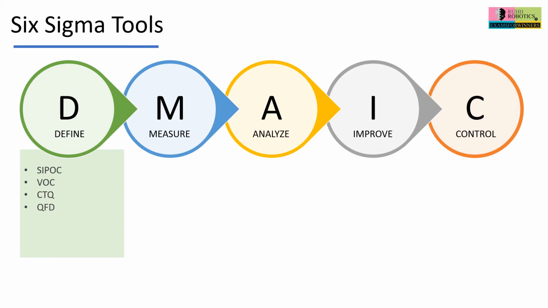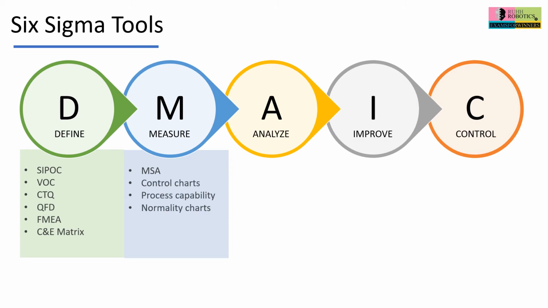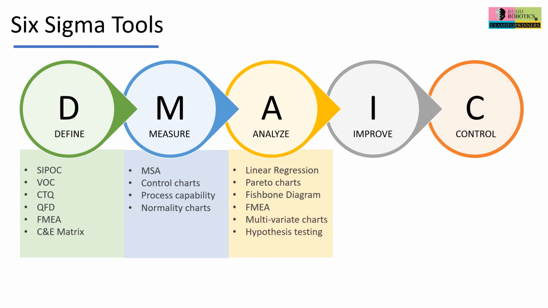stands for quality function deployment, FMEA, which stands for failure mode effect analysis, and C&E matrix, which stands for cause and effect matrix. In the measure phase, we use MSA, which stands for measurement system analysis, control charts, process capability, and normality charts. In analyze phase, we use linear regression, Pareto charts, fishbone diagram, FMEA, which stands for failure mode effect analysis, multivariate charts, and hypothesis testing.